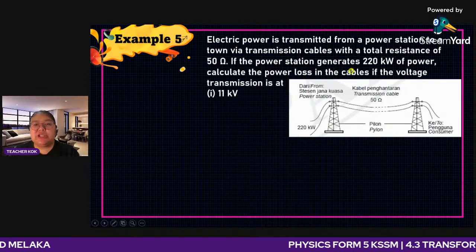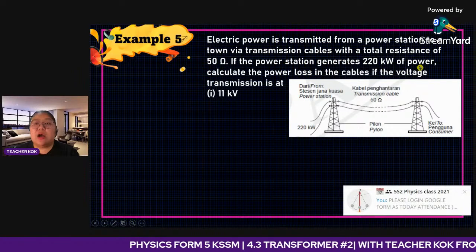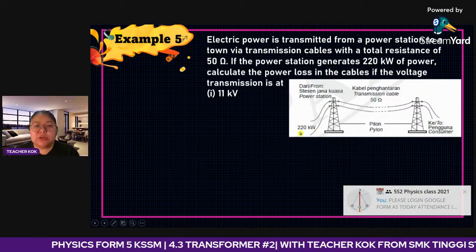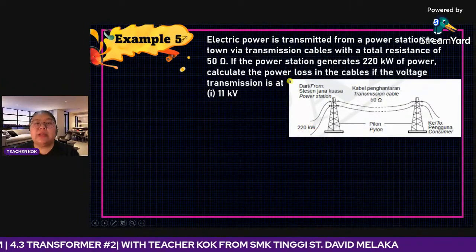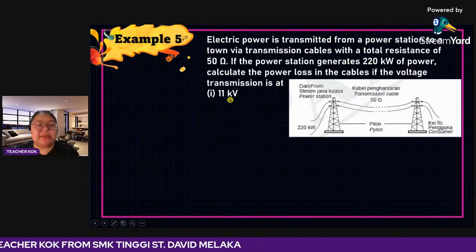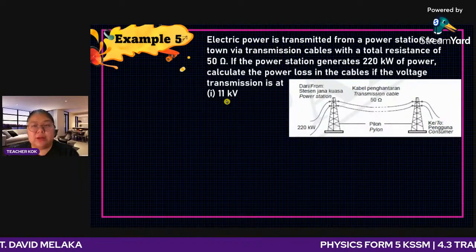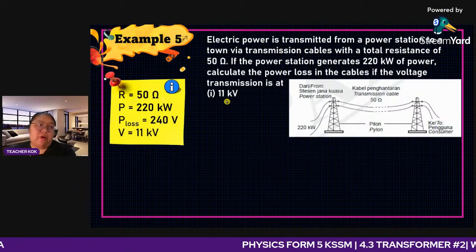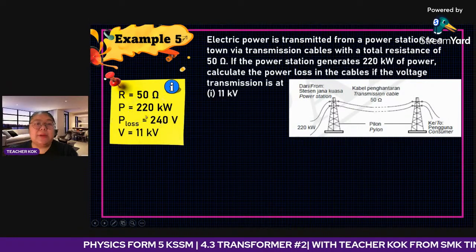If the power station generates 220 kilowatt of power, this is a 220 kilowatt power input. Calculate the power loss in the cable if the transmission voltage is 11 kilovolt. Be careful, there is kilo. So we show the info: resistance 50 ohm, then the power input 220 kilowatt.